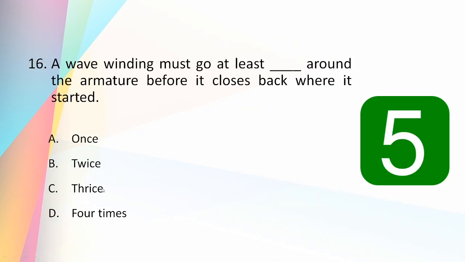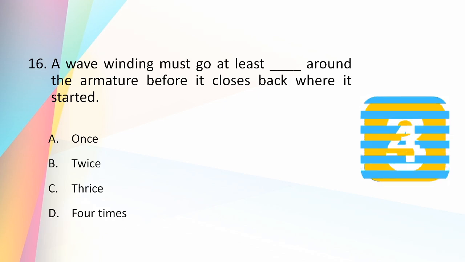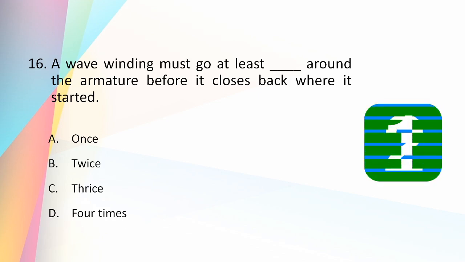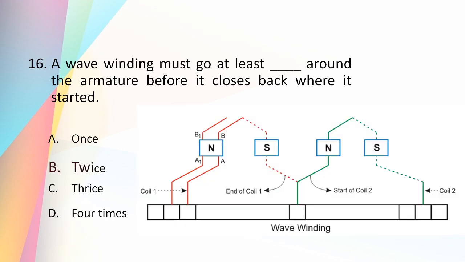Wave winding must go at least dash around the armature before it closes back where it started: once, twice, thrice, 4 times. And the answer is twice. A wave winding must go at least twice around the armature before it closes back.